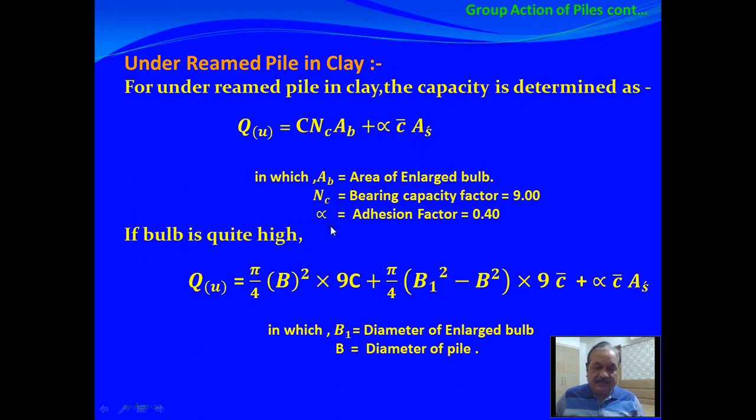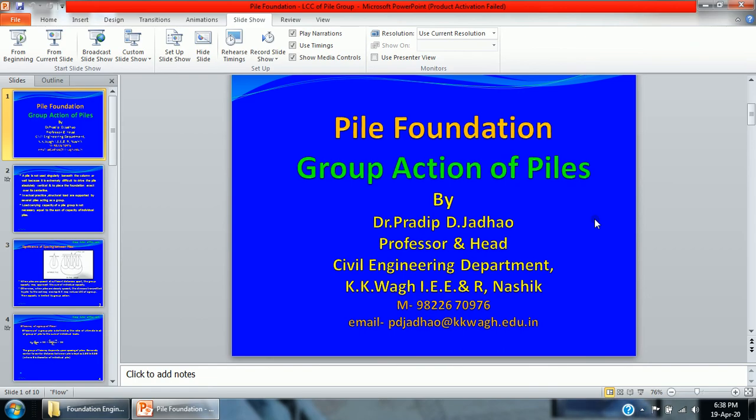If the diameter of the bulb is more, that means if the bulb is quite high, then Qu is divided into two parts. The first part, Qp, is the summation of two parts: pi by 4 b square into 9c, plus pi by 4 (b1 square minus b square) into 9c dash, where c dash is the average cohesion along the enlarged bulb, plus alpha c dash into As dash, where b1 is the diameter of the enlarged bulb and b is the diameter of the pile. This is all about how to find the load carrying capacity.